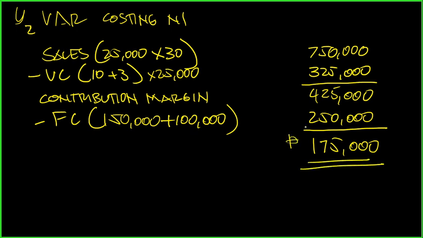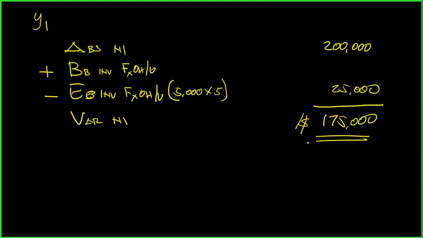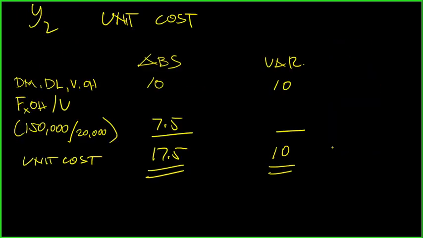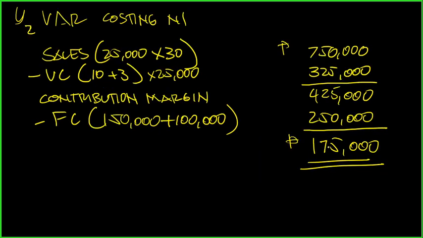Dapat pareho lang sila eh. Dapat pareho lang sila for year 1. Balikan natin. For year 1, it's 175. Yes, and for year 2, it's also 175. Bakit ganon? Okay, anyway, let's try to reconcile muna. Year 2 reconciliation.